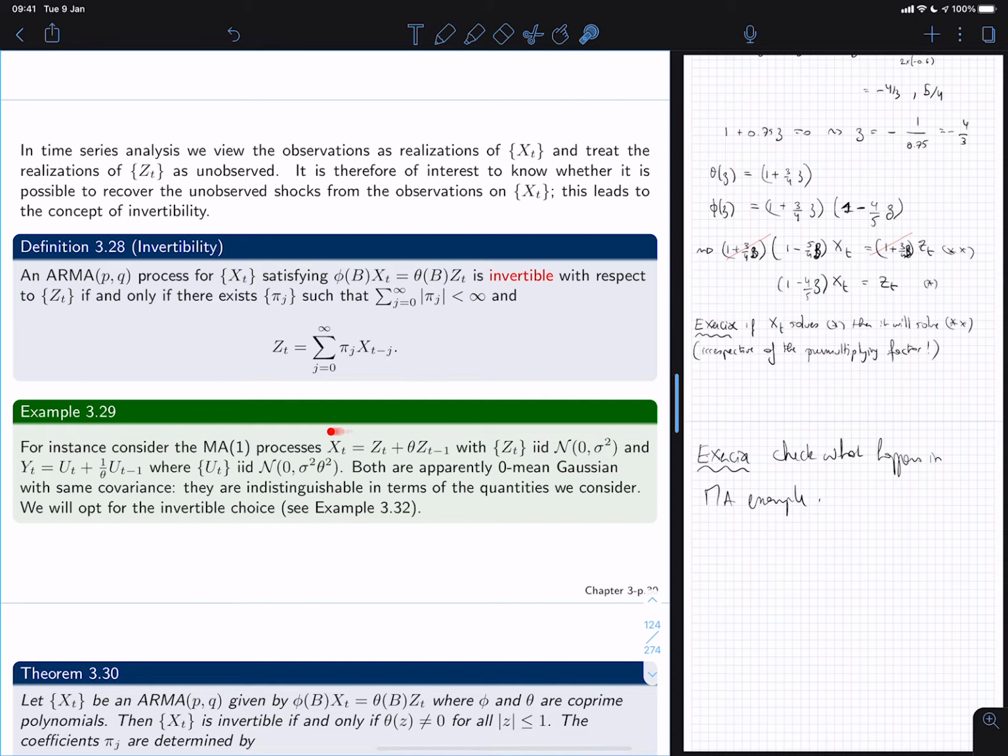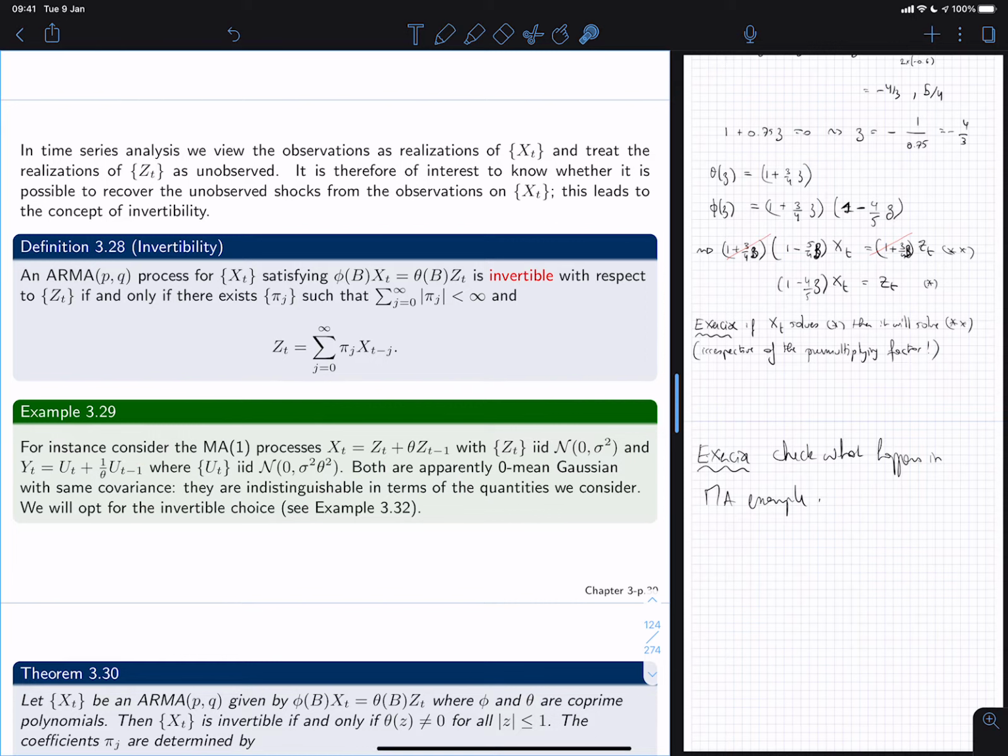An example, if we look at a moving average process of order 1, like this. If we have this one here and this one here, this one has noise which is IID with mean 0 and variance sigma squared, and this one has noise which is IID with mean 0 and variance sigma squared theta squared for some theta. Well, these two are zero mean Gaussian with the same covariance. They are indistinguishable in terms of the quantities that we would be interested in, but for some reason we will prefer to use this one rather than this one because this one will be invertible.